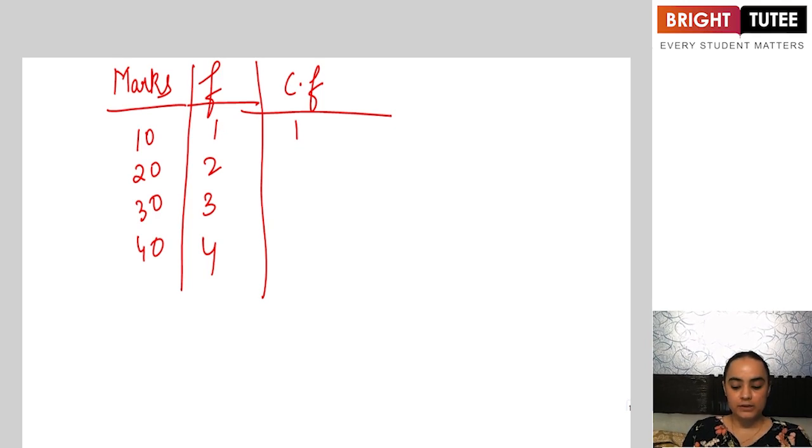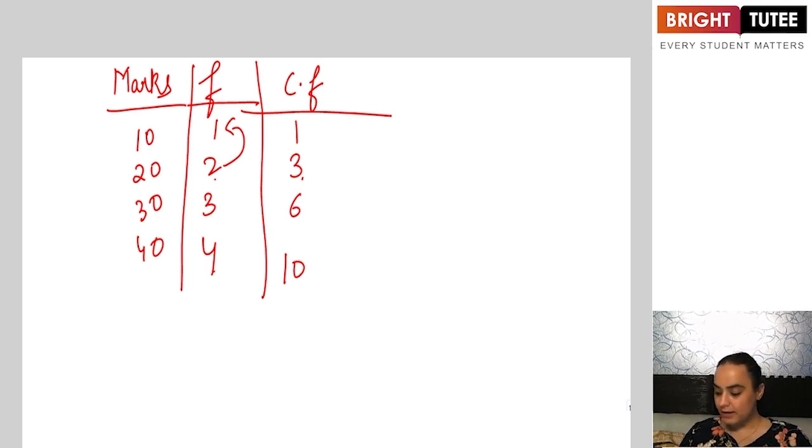The first frequency remains as it is. 1, 1. Second, what was the second frequency? 2. So you will add 2 to 1 and I get 3. Now, what is the next frequency? 3. So I will add 3 to 3, I get 6. Then was 4. I add 4 to 6 and I get 10. This is your cumulative frequency.